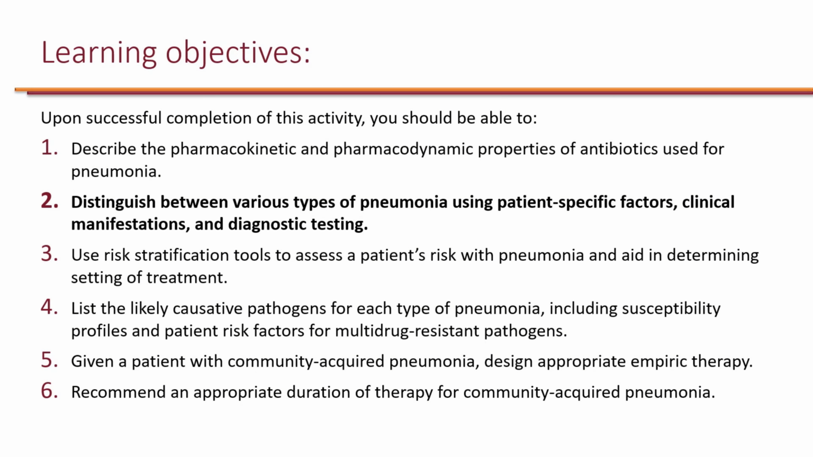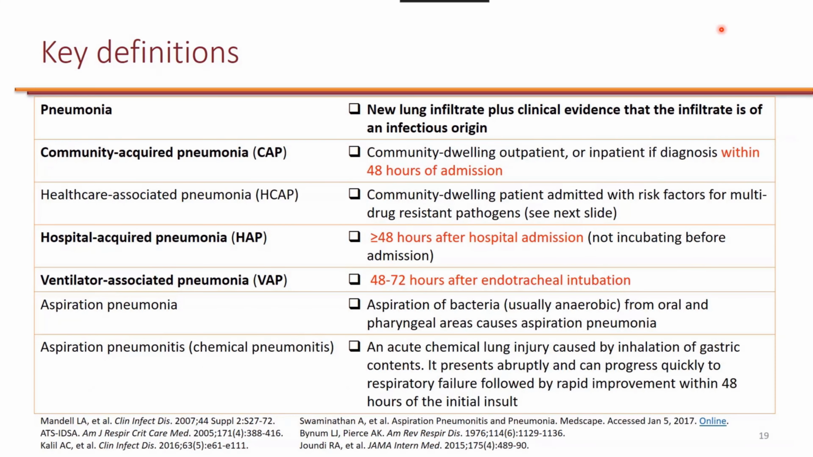We described the pharmacokinetic and pharmacodynamic properties of antibiotics used for pneumonia. Now let's distinguish between various types of pneumonia using patient-specific factors, clinical manifestations, and diagnostic testing. Here are some key definitions that you should know. By definition, pneumonia is a new lung infiltrate on the chest X-ray plus clinical evidence that the infiltrate is of an infectious origin. Now keep in mind that while this is the standard definition of pneumonia, for many patients, pneumonia is a clinical diagnosis.